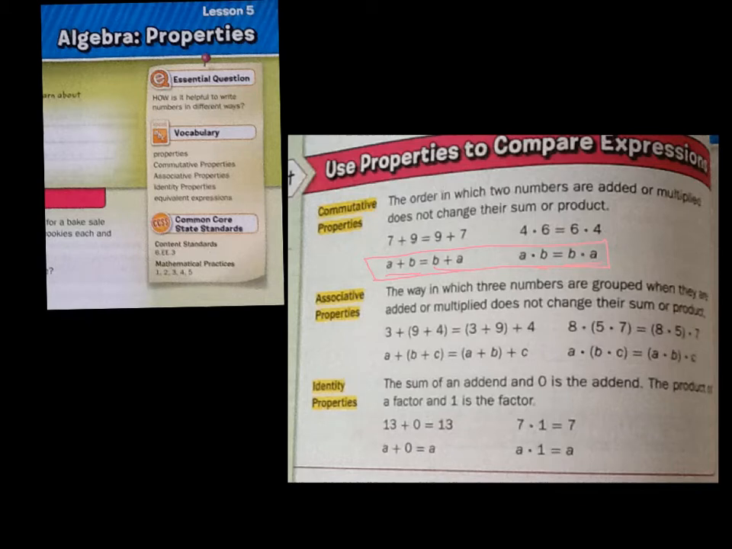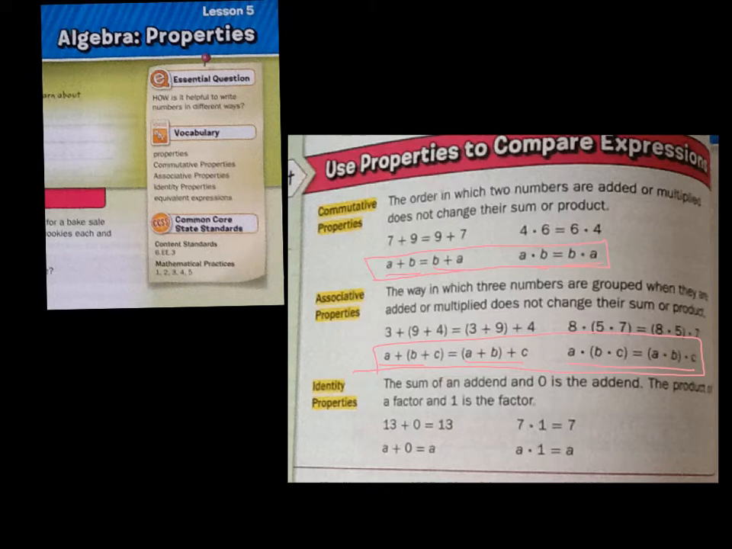Associative property is the way in which 3 numbers are grouped when they are added or multiplied. It does not change their sum or product. So if I group 9 and 4, or 3 and 9, I'm going to get the same answer when I add them all together. Again, I can plug in variables for these problems. We will go through examples of these to make them a little bit more clear. Also, I can look at it for multiplication. I can group 2 numbers and I'd still end up with the same answer. And again, I'm plugging in those variables. So this is my associative property.